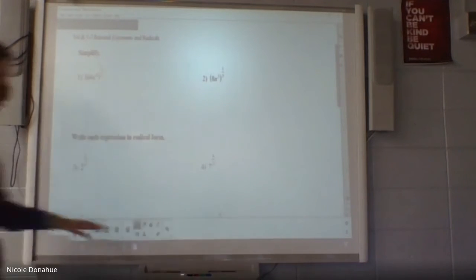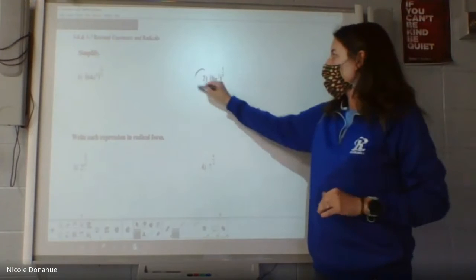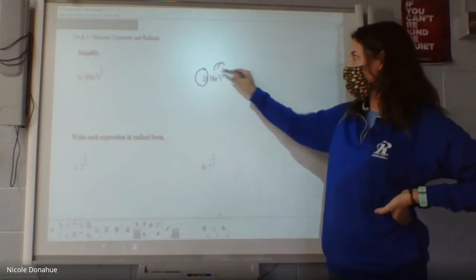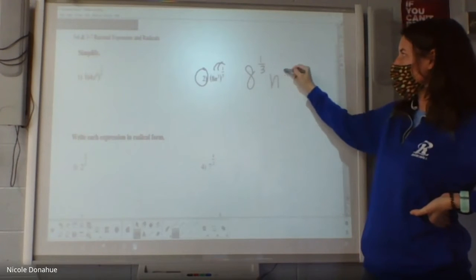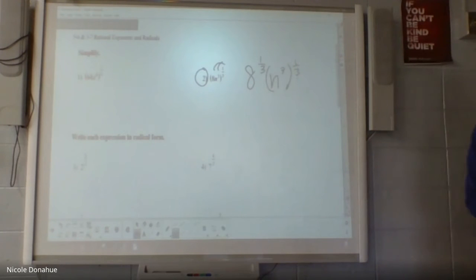So let's start with number 2. Oh, dang it. Wait, actually, not dang it. So in number 2, we have to distribute this power into both of the terms. So it becomes 8 to the 1/3 and n to the 3rd, but then that's to the 1/3 power. So we'll talk about that here in a second. Those are the questions we have to do.